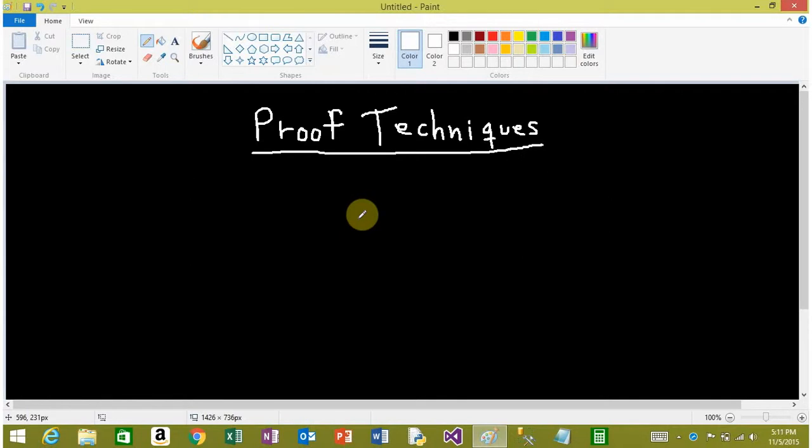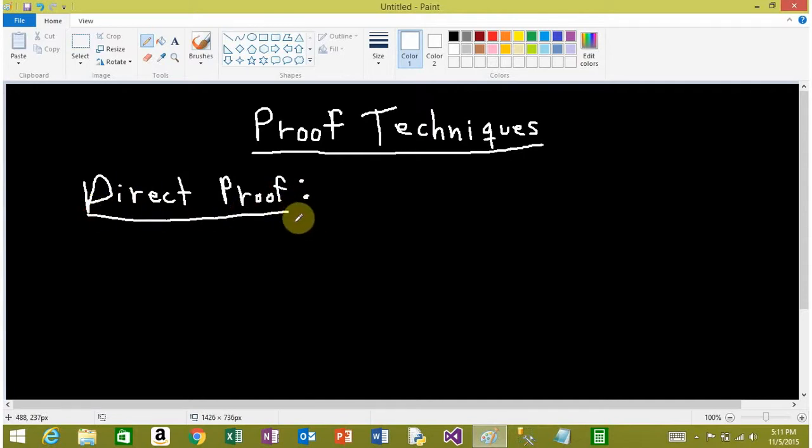So we're going to learn a few techniques of proof, how to prove some mathematical statements. And the first type that we're going to learn about is the direct proof. The direct proof is usually a technique that you maybe want to go to because it proves the statement directly, not really manipulating the statement that much.